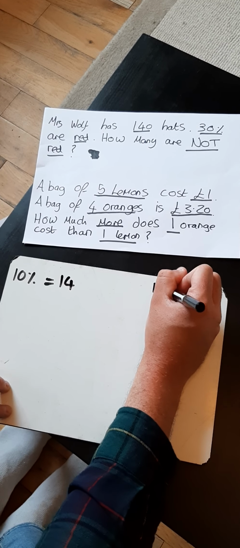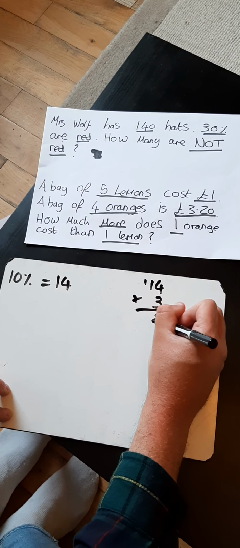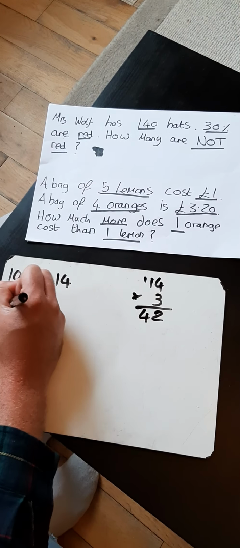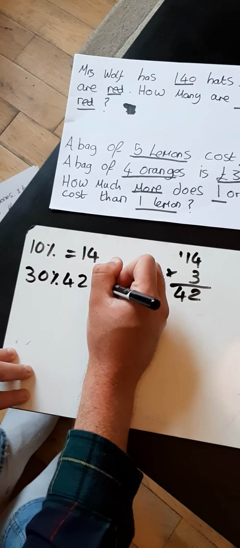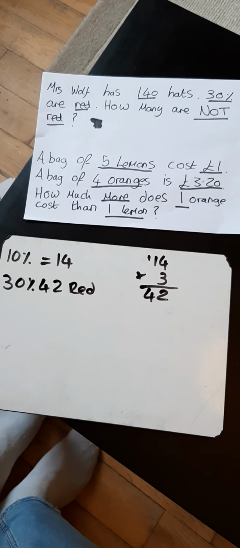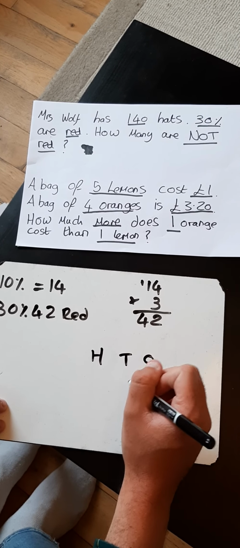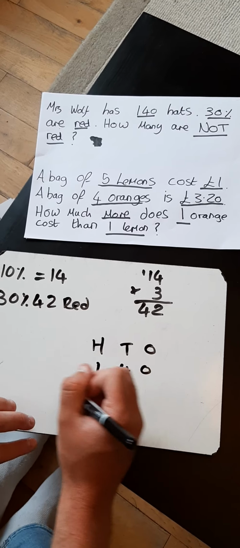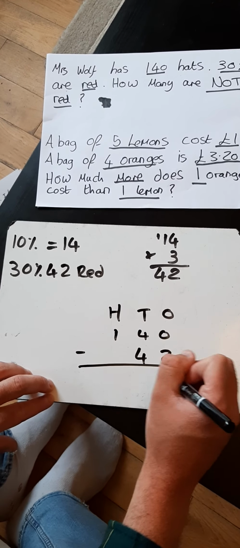So 14 times 3. 4 times 3 gives us 12. 3 times 1 is 3, add the 1, 4. So we know that 30% is 42. So 42 hats are red. But we want to know how many are not red. So we do our column method and we do our 140 hats we had to start off with. And we subtract the 42 hats that are red.